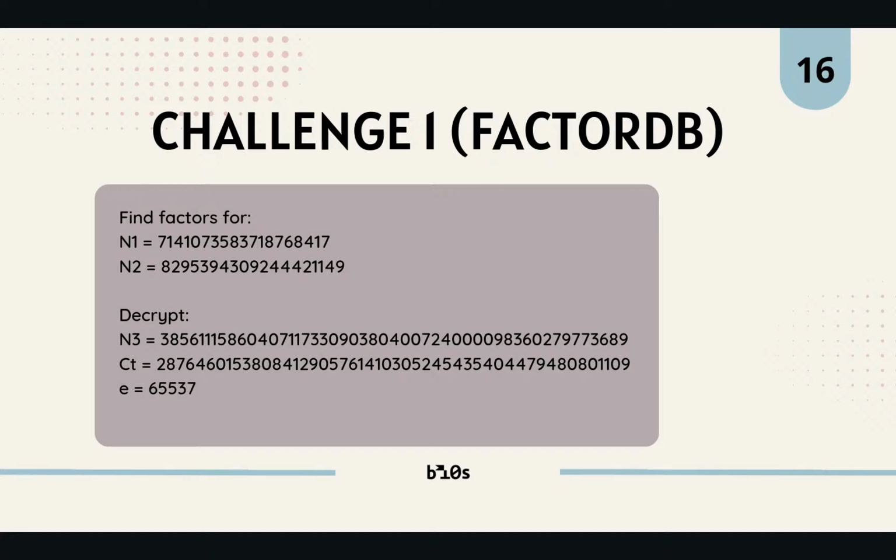So I have a challenge for you. Try to find the factors of n1 and n2. They are on FactorDB on the website. And also, I have a particular ciphertext. I have a particular value of n and e. So what I want you to do is to factor this number n3, get the factors p and q, and try to decrypt the message where e equals 65537. I'll give you 2 minutes.